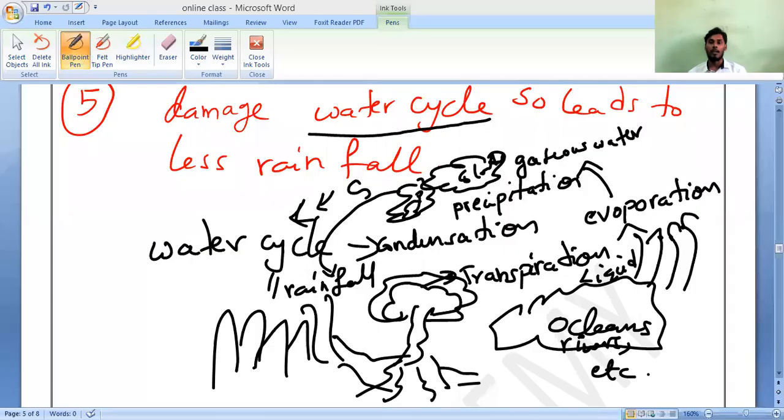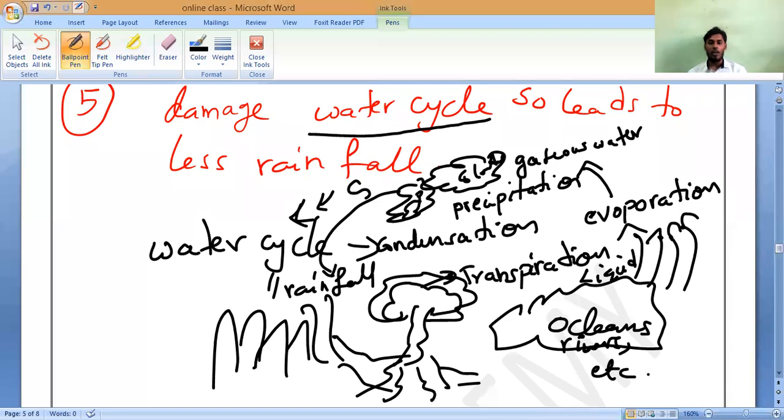So this is what we used to call the fifth consequence of deforestation. If deforestation happens, what will happen? No rainfall, no groundwater. It will finally lead to droughts. Is it yes or no? That is what we have to remember. That is why we should conserve the plants. Understand? So we have to conserve the plants.